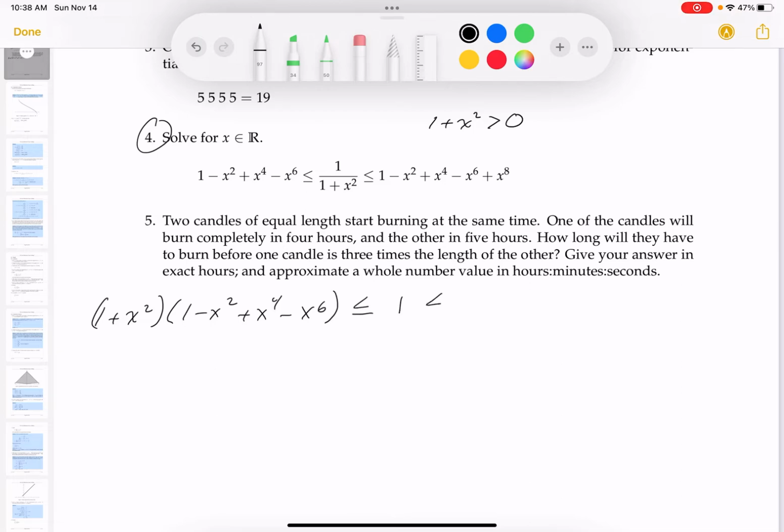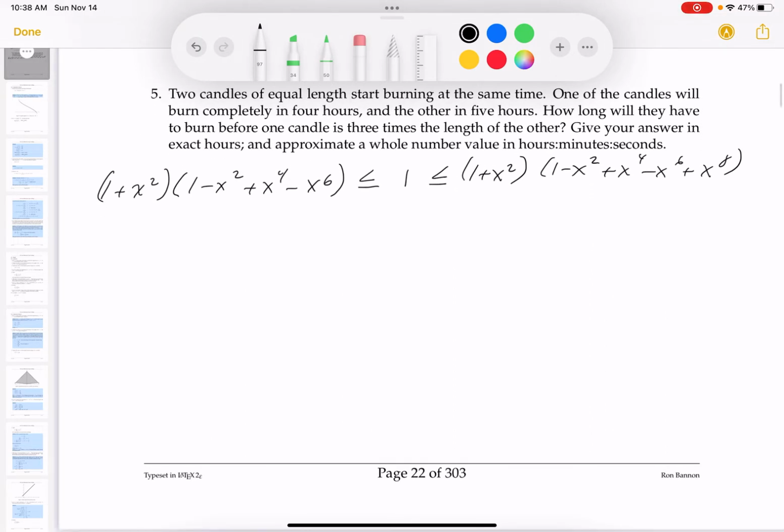You would get 1. Over here you get 1 plus x squared, 1 minus x squared, plus x^4, minus x^6, plus x^8. I'm going to multiply it and see what happens, right? I'm hoping for something really simple, by the way. And what do you get over here? Let's write this. Get 1 minus x squared, plus x^4, minus x^6.